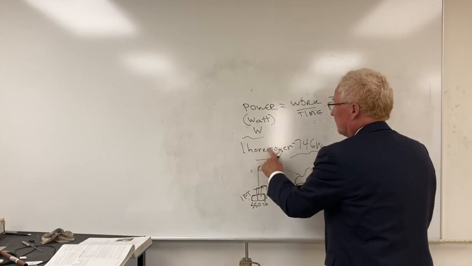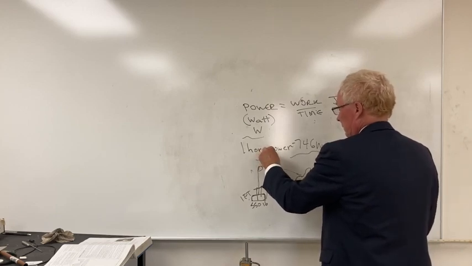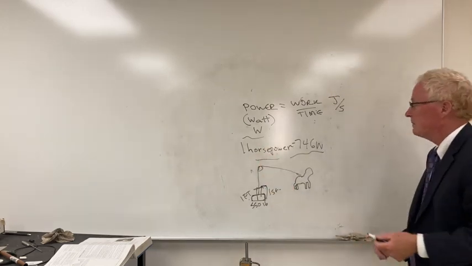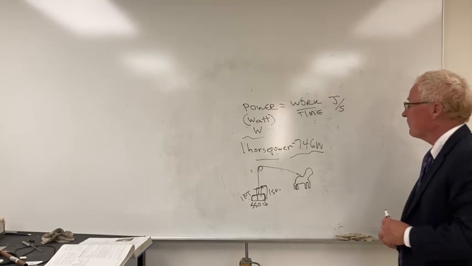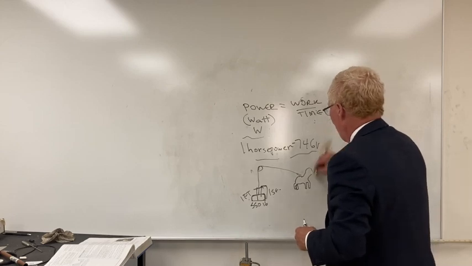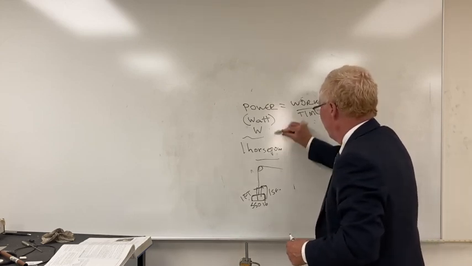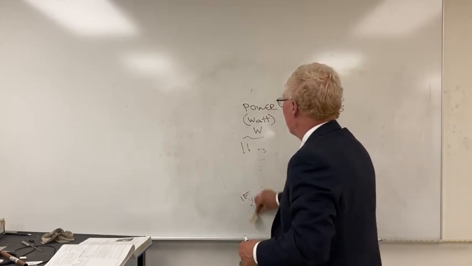So that's the unit of horsepower, and that's where it came from. It originally came from how much power a horse could generate. All right, now we use watts. So, another example of this.